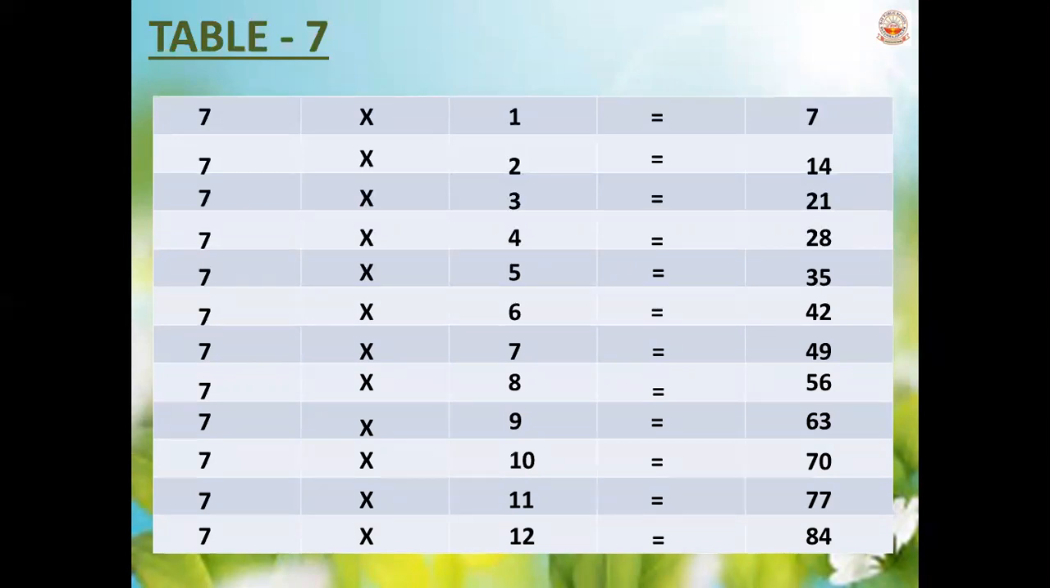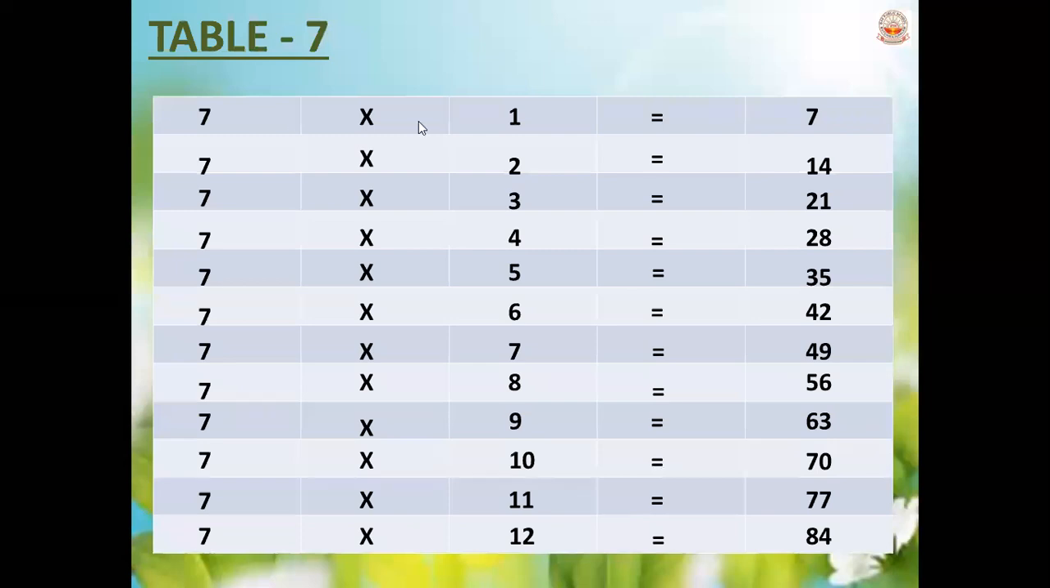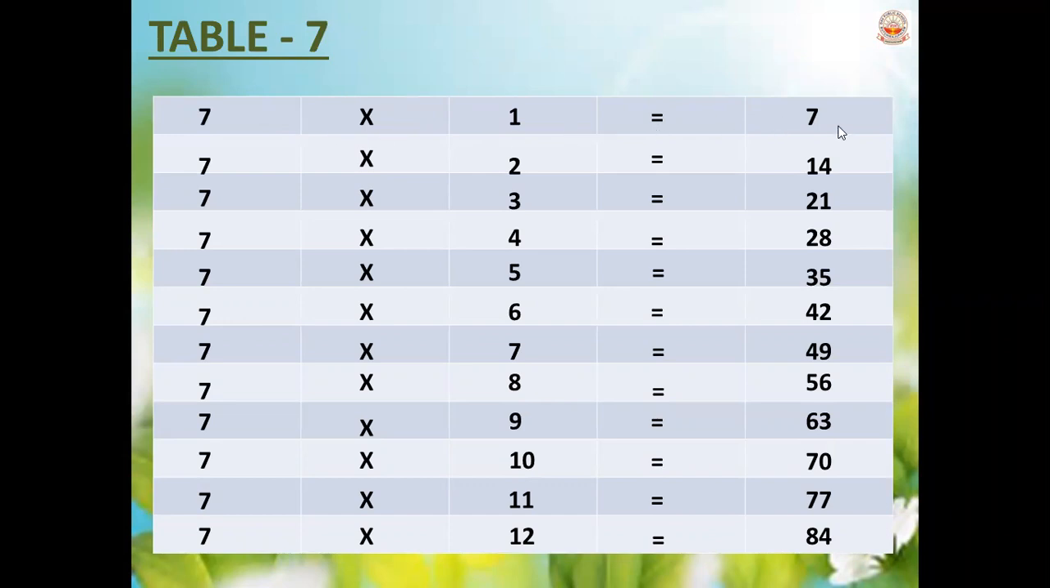Shall we read again, children? Okay. Let's start. 7 1s are 7. 7 2s are 14. 7 3s are 21. 7 4s are 28. 7 5s are 35. 7 6s are 42. 7 7s are 49. 7 8s are 56. 7 9s are 63. 7 10s are 70. 7 11s are 77. 7 12s are 84.